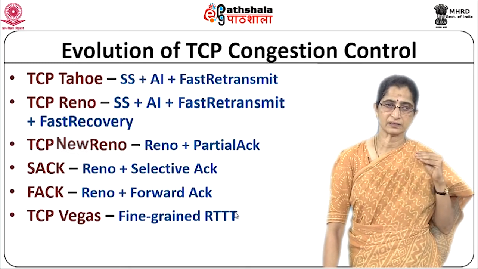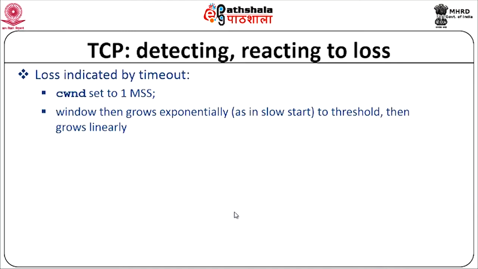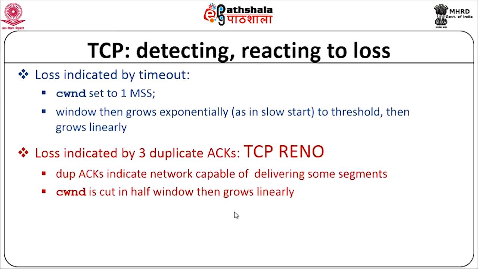Now, let us look at the basic idea of TCP and how exactly it reacts to the different losses that occur. When a loss occurs, indicated by a timeout, we reset the congestion window to 1 MSS, and then the window grows exponentially as in slow start until you hit the threshold. After that it increases linearly. This is the first point to remember.